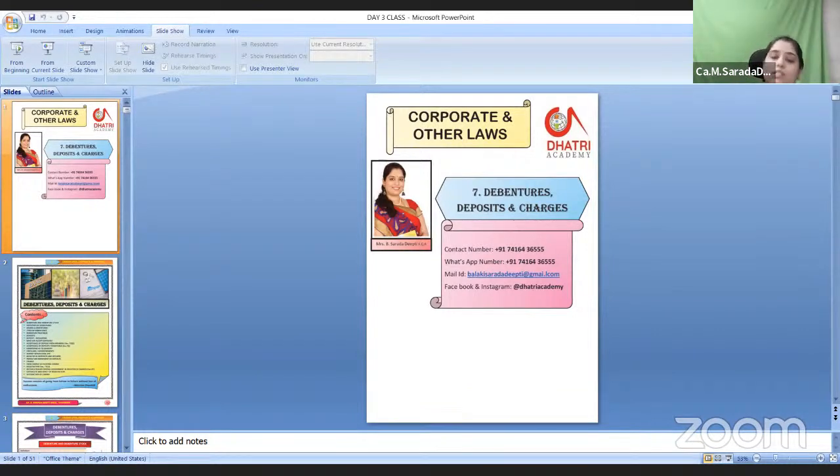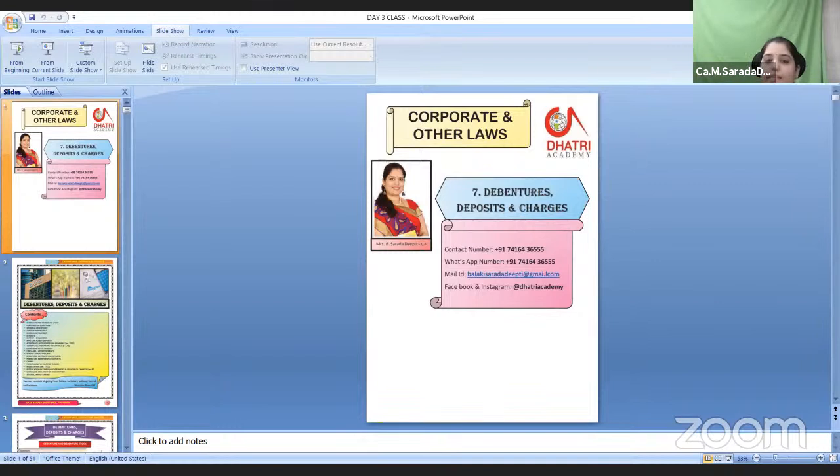And this trustee concept is the same even in the case of deposits. Deposits are also a kind of loan given by the public to the company, and in that case also deposit trustees are important, and these trustees have similar roles and responsibilities in the case of deposits. So with this we complete the topic of debentures. Now next, let us start the topic of deposits.